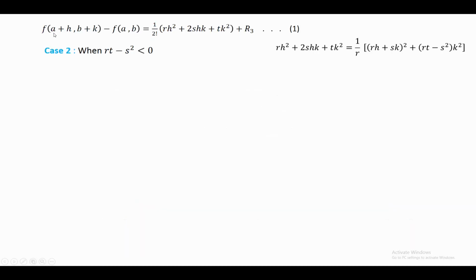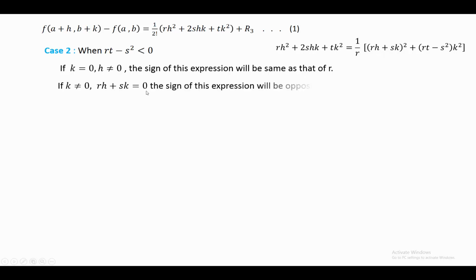and hence f(a,b) is maximum. Now again write down f(a+h, b+k) minus f(a,b) is 1 upon 2 factorial inside the bracket rh square plus 2shk plus tk square plus r3, and the value of this bracket is in this way. Now case number 2, when rt minus s square is less than 0. Now if k equal to 0 and h is not equal to 0, the sign of this expression will be same as that of r.